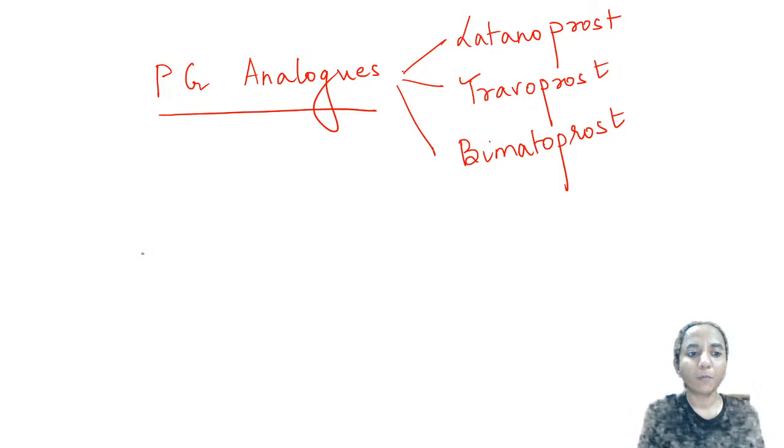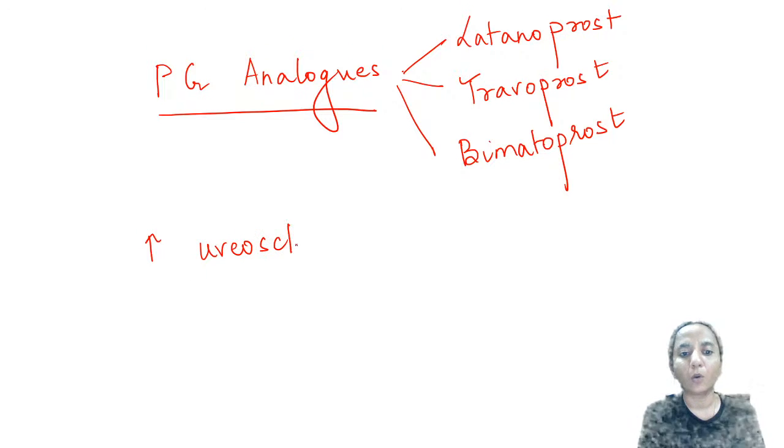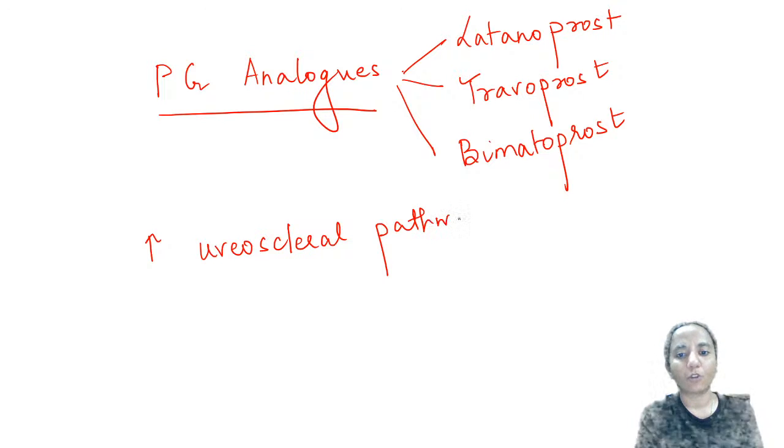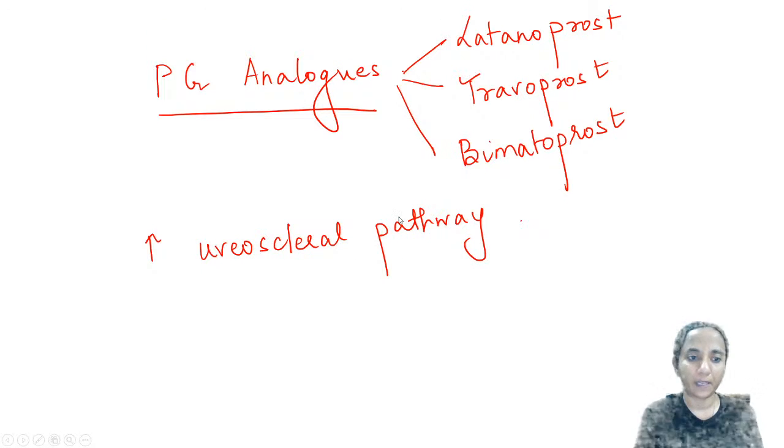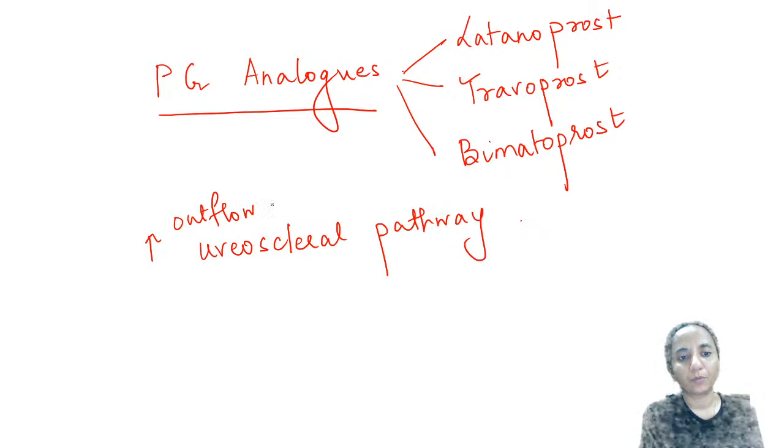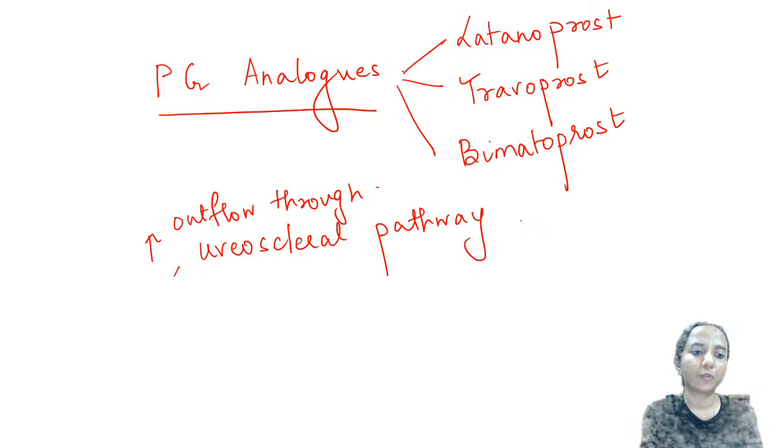Now, their mechanism of action is they increase the uveoscleral outflow, and that is how they help in decreasing the intraocular pressure. They increase the outflow through the uveoscleral pathway. That's their mechanism of action.